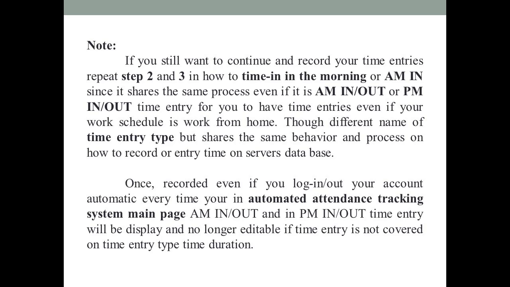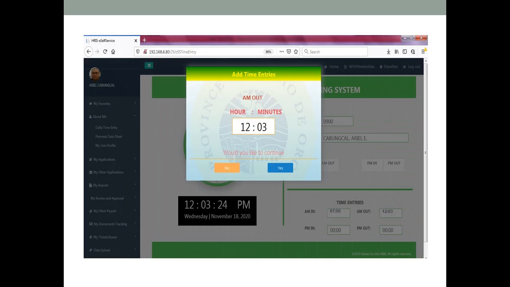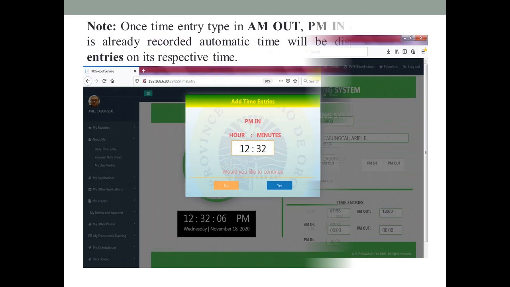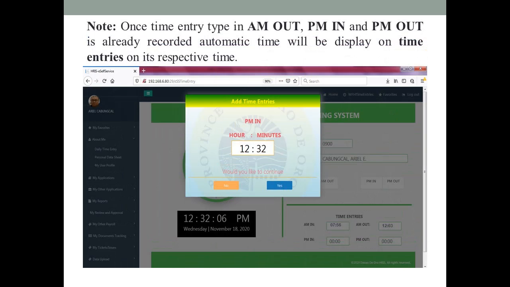Once recorded, even if you log out of your account, AM in and out and PM in and out will automatically be displayed every time you are on the Automated Attendance Tracking System main page. The time entry will be displayed and no longer editable if the time entry is not covered by the time entry type time duration. Note: once the time entry types AM out, PM in, and PM out are recorded, the time will automatically be displayed in time entries on its respective time.